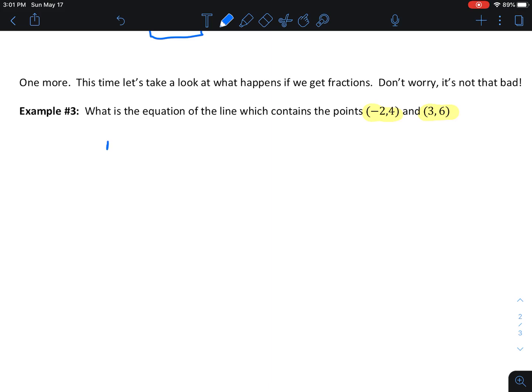Let's find the slope. M equals. So again, if you want to do xy, that's a good thing, okay? So it's y minus y on the top. So that's 4 minus 6. Now on the bottom, we have x minus x, or negative 2 minus 3. So 4 minus 6 is negative 2. Negative 2 minus 3 is negative 5.